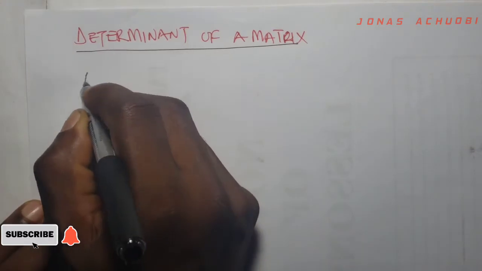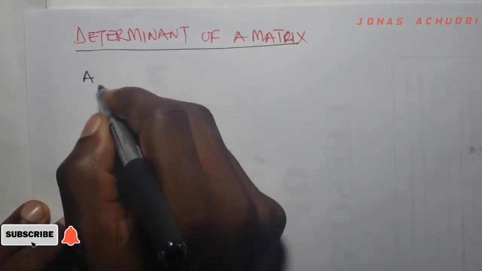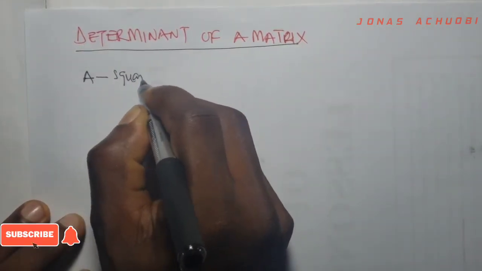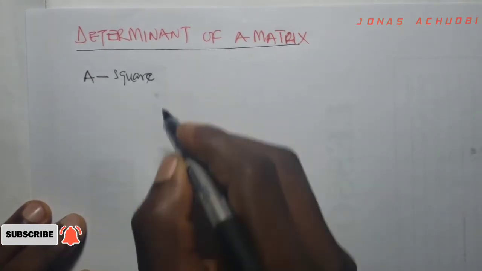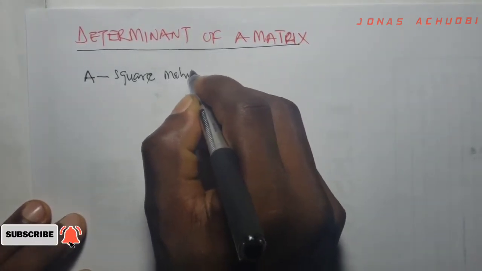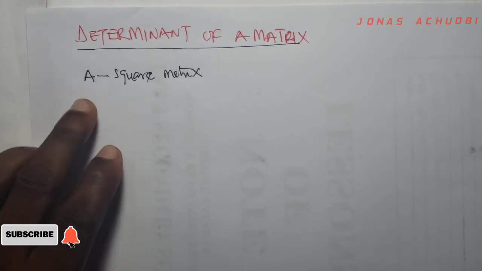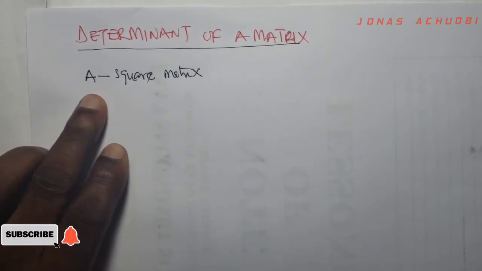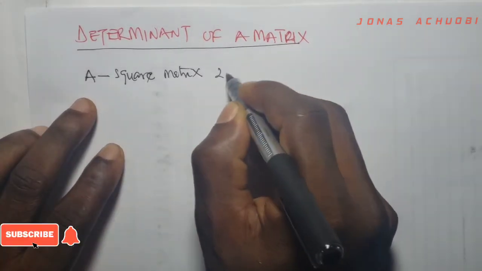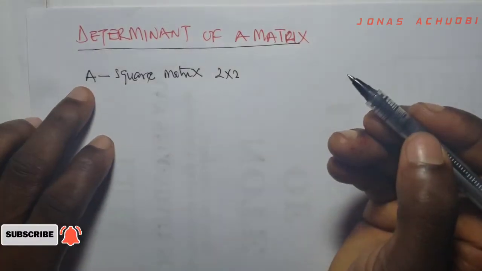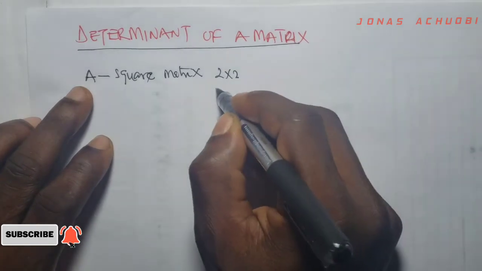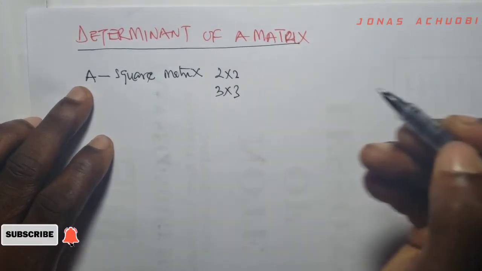So, if A is a square matrix, I guess you understand or you know what a square matrix is by now. Just to remind you, a square matrix is a matrix that has an equal number of rows and columns. So if A is, for example, a 2 by 2 matrix, then A is a square matrix. And if A is a 3 by 3 matrix, A is a square matrix.